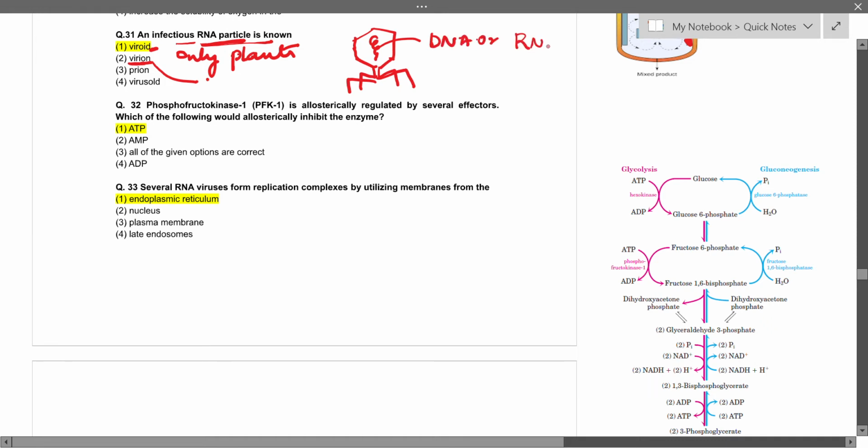In the case of virion. And prions are infectious proteins. Misfolded proteins are called prions, which cause different diseases. And next is virusoid. There is nothing like virusoid, so all these options are wrong. An infectious RNA particle is known as viroid. Next question.